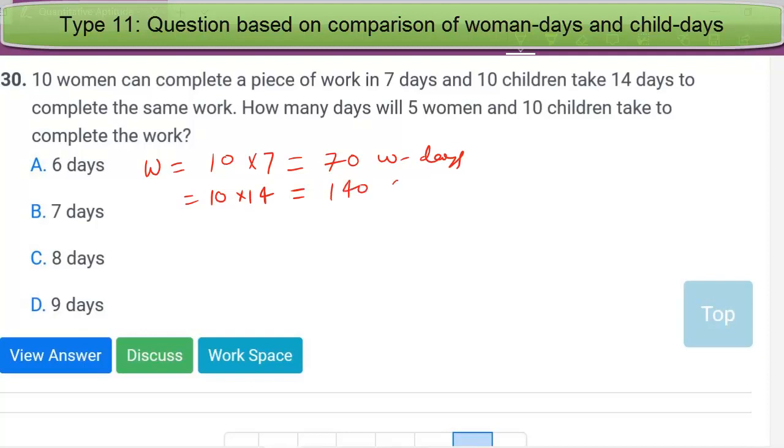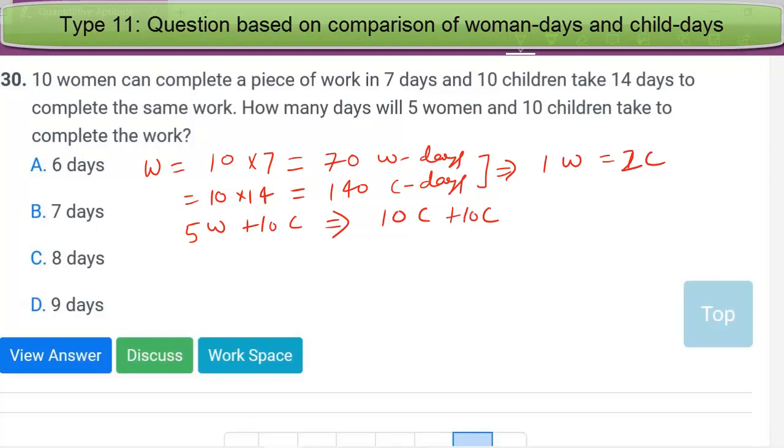So with this comparison you get that 70 woman days is equal to 140 child days. In this question you are given 5 women plus 10 children, so basically you will have to convert into one of them. I can convert into children, so here you are getting 1 woman is equal to 2 children, because 70 woman days is equal to 140 child days, right? So 5 women will be 5 into 2, that means 10 children, and 10 children again. When you add these two, you get the equivalent of 20 children.